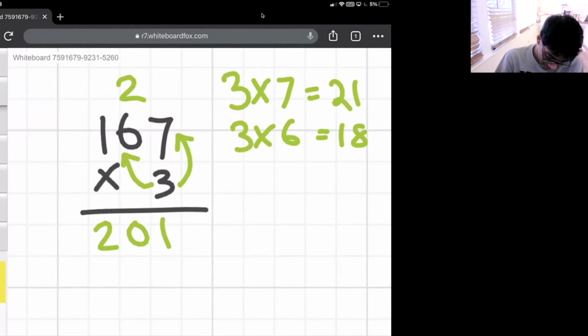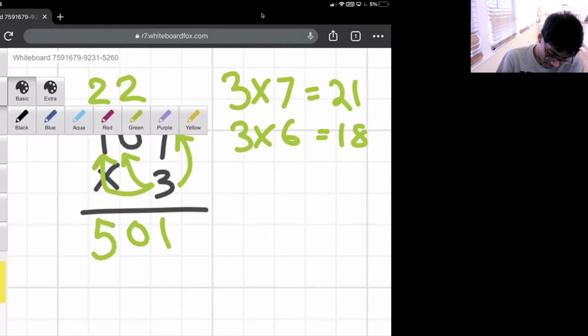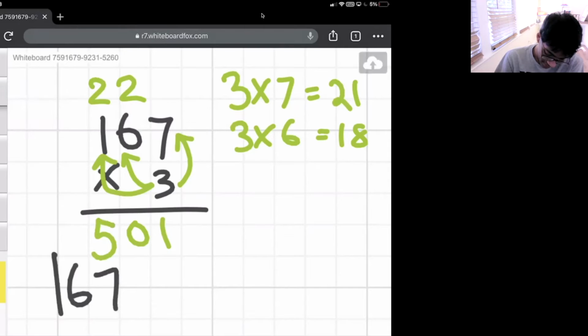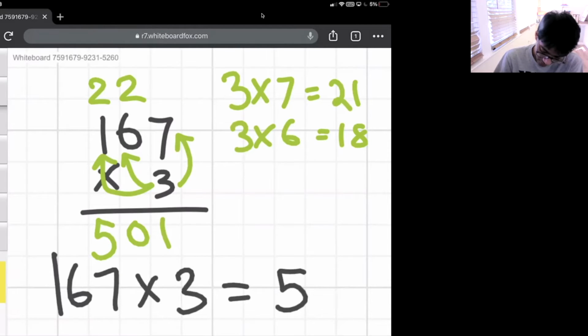We got to do 3 times 1. So this 2 is blocking someone else's spot. So let's take him out, put him right on the top. Now we can do 3 times 1 is 3, plus this 2 is going to give me 5. So 167 times 3 is 501. Whoa, 501. Okay, well, let's do some more.